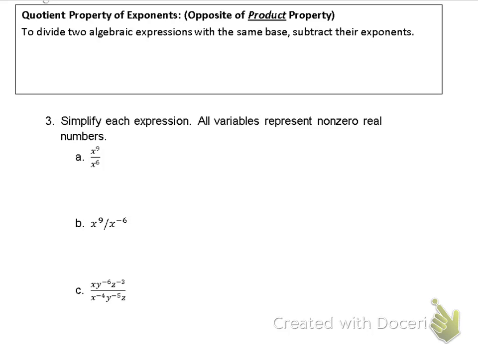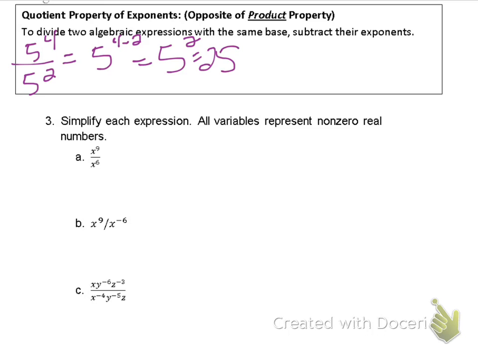An example of this might be 5 to the 4th power over 5 to the 2nd power would be 5 to the 4th power minus 2nd, so 5 to the 2nd power, which equals 25. Now if we use variables to write this, an example might be x to the 7th power over x to the 3rd power would be x to the 7 minus 3rd power, which equals x to the 4th power.